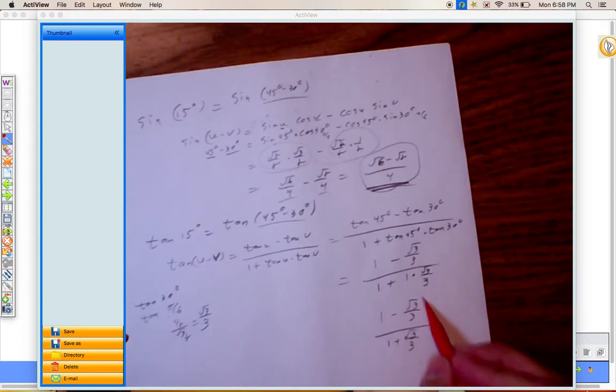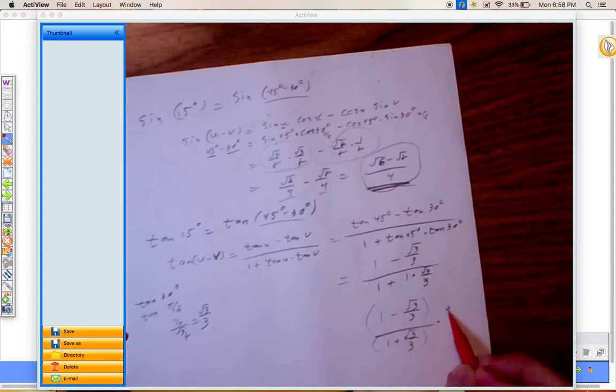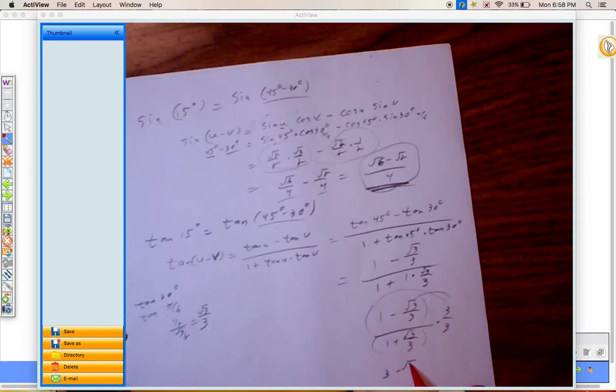The first thing I'm going to do is multiply by 1 by 3 over 3 to get rid of this denominator. So I'm going to distribute 3 minus the square root of 3, cancels out in the second one, divided by 3 plus the square root of 3. Distributing again.